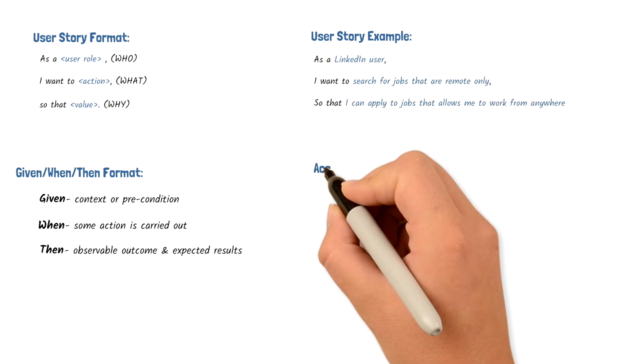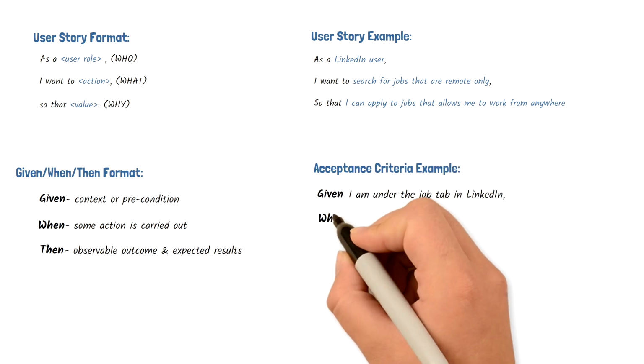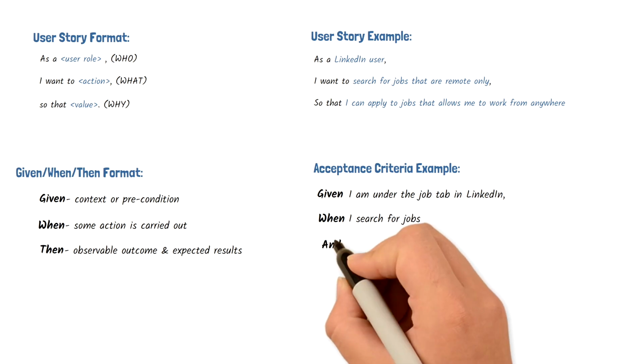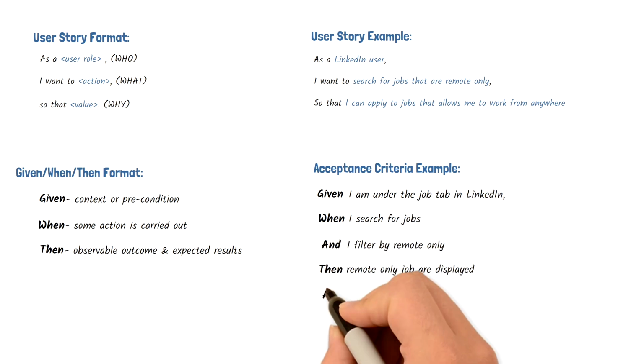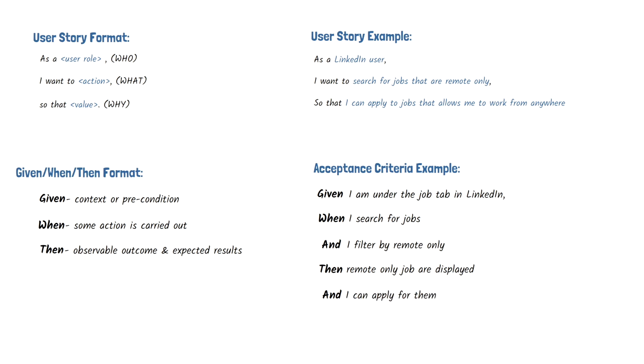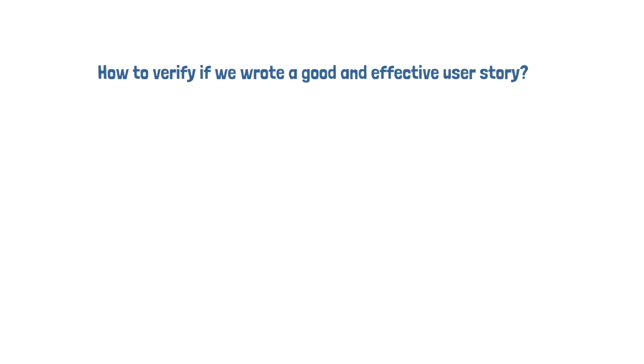The acceptance criteria can be something like this. Given I am under the job tab in LinkedIn, when I search for jobs and I filter by remote only, then remote only jobs are displayed, and I can apply for them. So we wrote our user story and included an acceptance criteria. But how can we double check ourselves to make sure we wrote an overall good and effective user story?